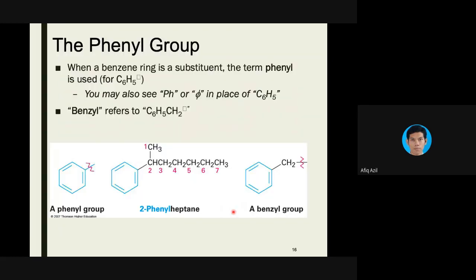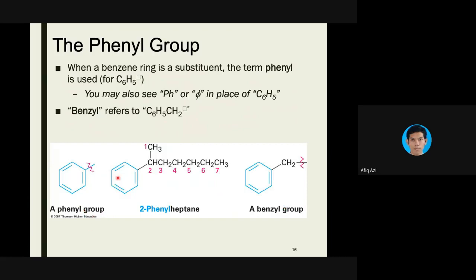The phenyl group. This happens when your benzene ring is a substituent. When a benzene ring becomes a substituent, it is not known as benzyl. Take note, the term is phenyl, when you have C6H5 dash. Benzyl refers to C6H5CH2. So this is benzyl, but this is phenyl. Don't get confused over here. This is phenyl, this is benzyl.